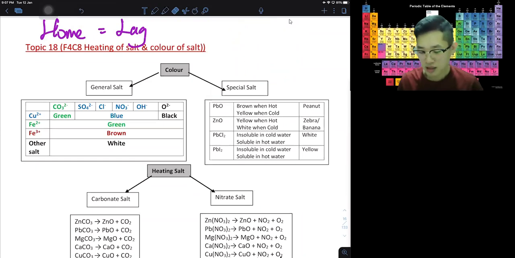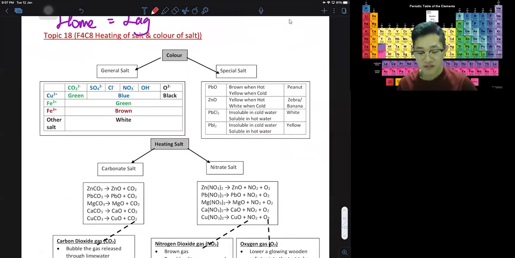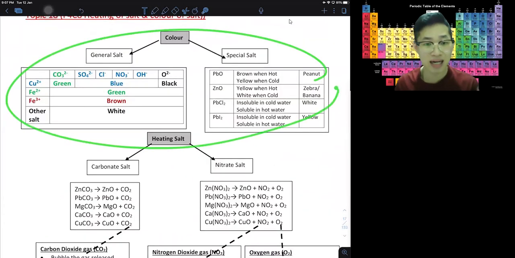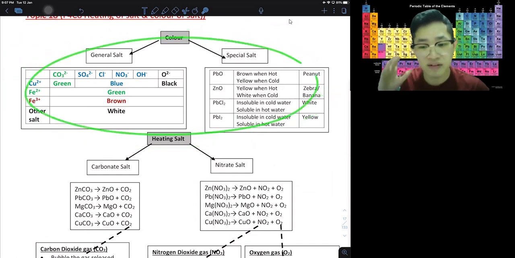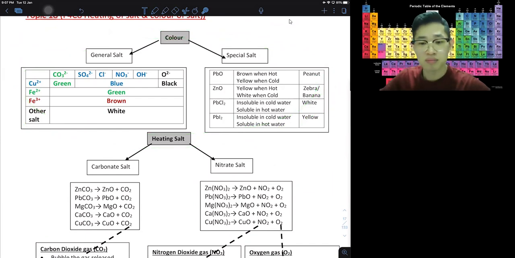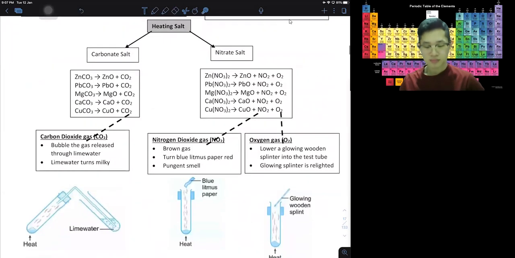So, page 17. For the color part I skip because I assume you are all very good with the color already, because you all have nothing to do at home, and I believe you will flip the book and study a little bit. The moment you study a little bit of color, you will be very tired already, then you stop. You never study heating of salt, never mind. You do the color of salt yourself, and I will do the heating of salt for you today.